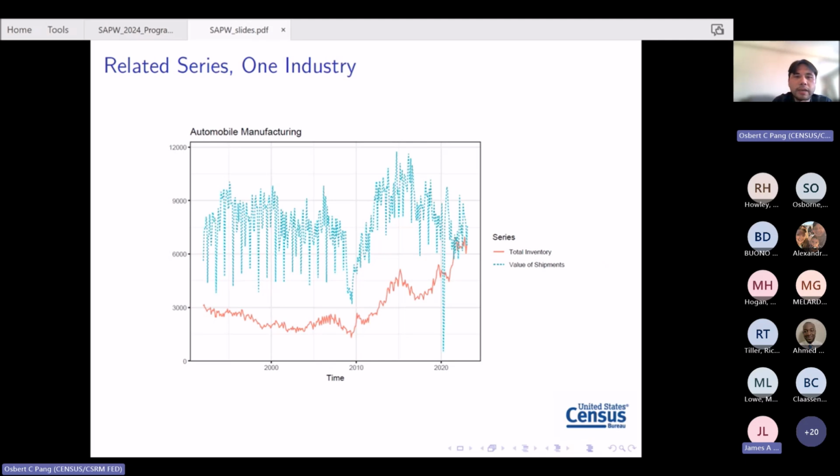So this is one example. We have automobile manufacturing, and the green line represents the value of shipments series, and the red line represents total inventories. So, this is two different measurements on the same industry, if you will. And that's one potential way you can get correlation. This is one way you can have cross relationships between series.